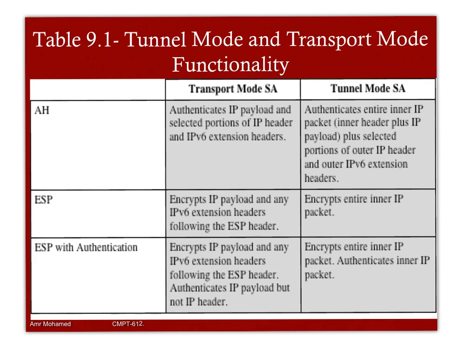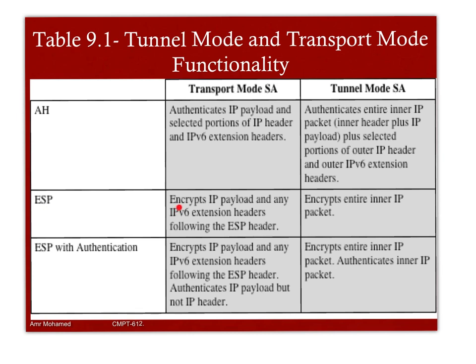So in the transport mode, AH can be used to authenticate the IP payload and selected portions of the header. Okay? In the transport mode, of course, we have only one IP header, and it's exposed. So we cannot encrypt it, but we can authenticate the selected parts of that header. For the tunnel mode, AH authenticates the entire inner IP header, the original IP header, plus selected portions of the outer IP header as well.